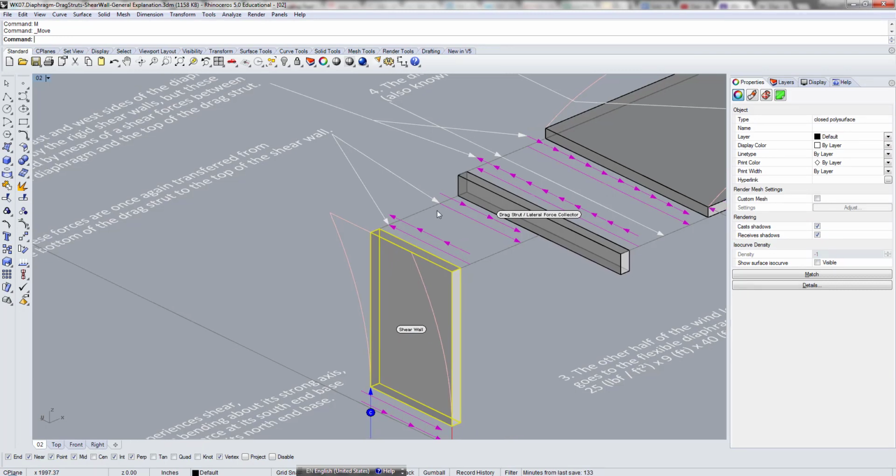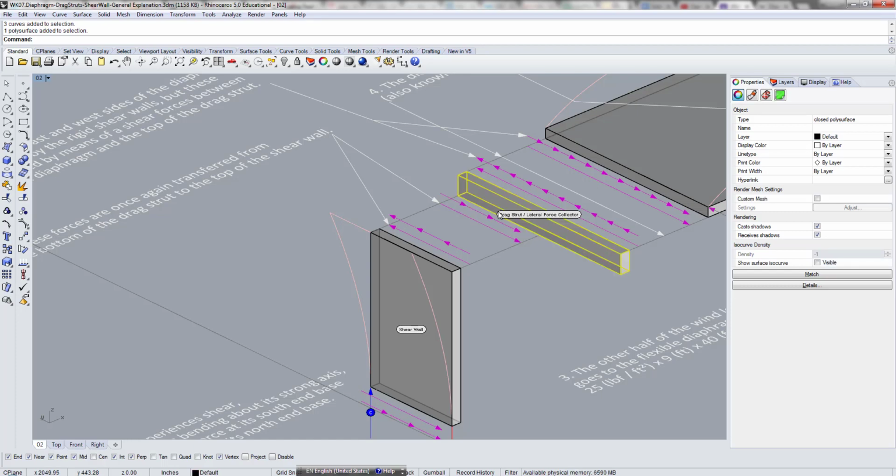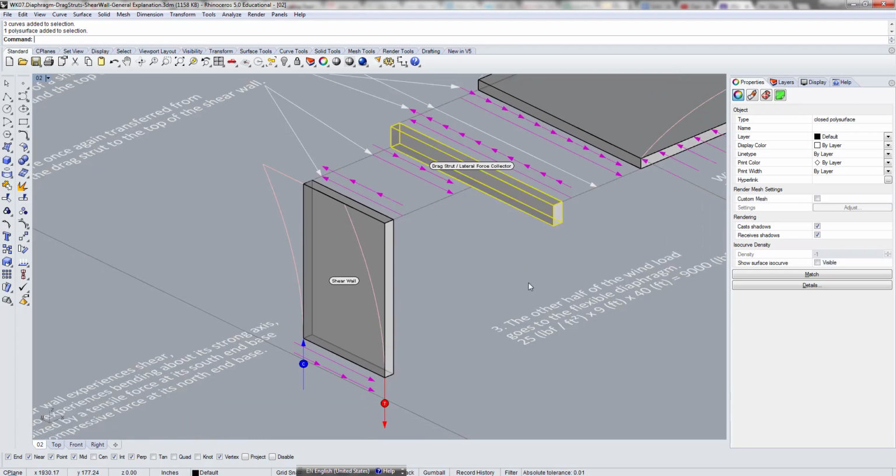So that's the force that the drag strut is experiencing from the shear wall, and this is the force that the shear wall is experiencing from this side. Does that make sense? So this is like a chain reaction. The wall hits the floor, the floor does this, the floor wants to push this, this thing happens between this and the shear wall, the same thing is happening, right?